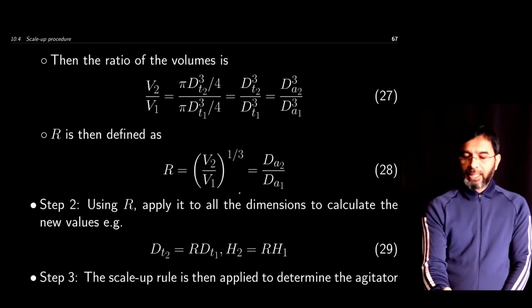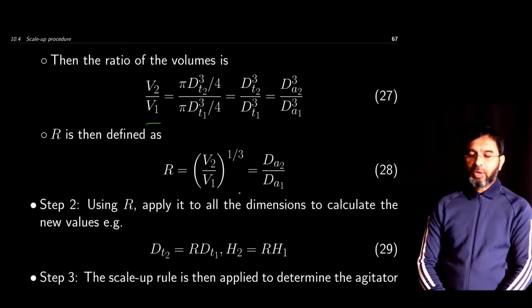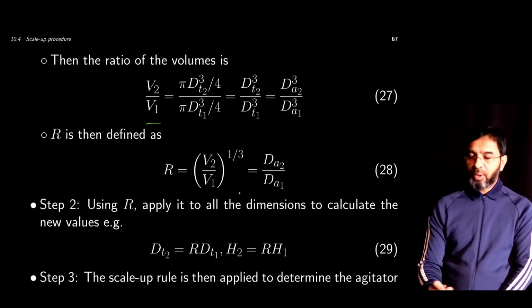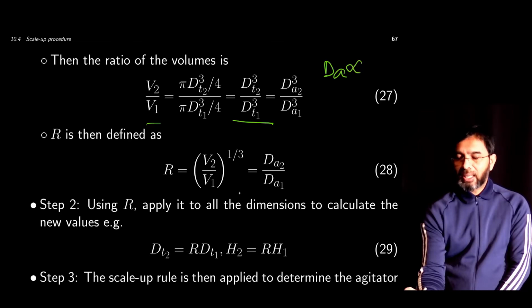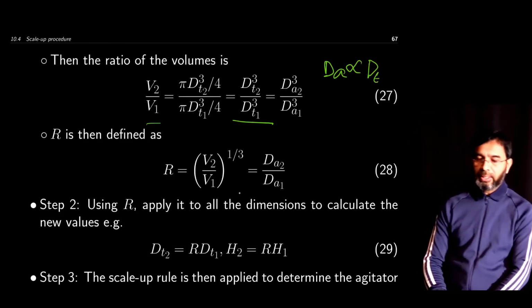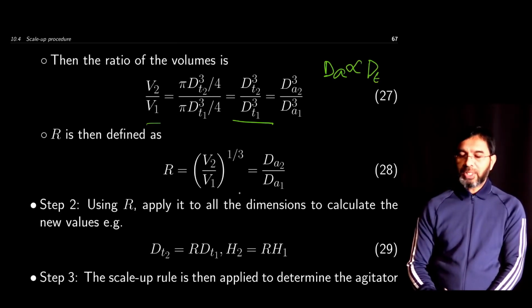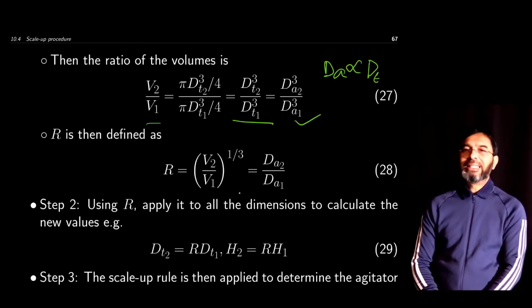Now V2 over V1, then we have pi dt2 cubed over 4 over pi dt1 cubed over 4. Now we know that also the ratio of dA is also maintained as a standard. So as the tank diameter increases, so does the impeller diameter. dt2 cubed over dt1 cubed is equal to dA2 cubed over dA1 cubed.